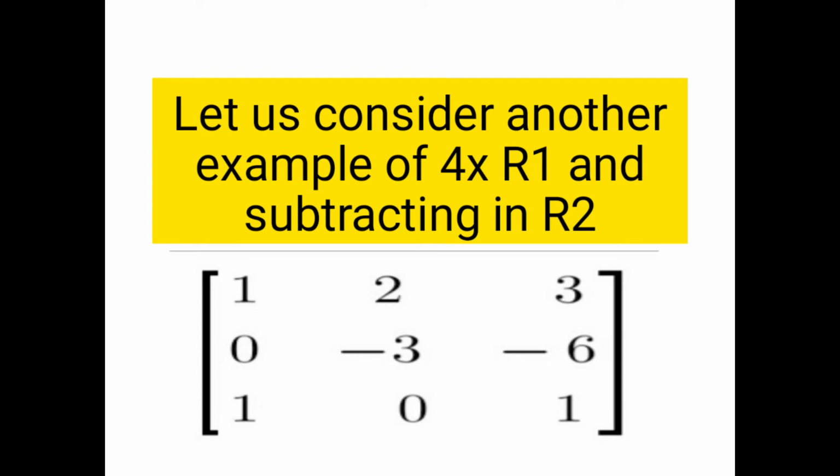So R1 will remain as it is, that is 1, 2, 3, but R2 is changed to 0, minus 3, minus 6 instead of 4, 5, 6. And for R3, the third row, we are not applying any transformation, so it is written as it is, 1, 0, 1.